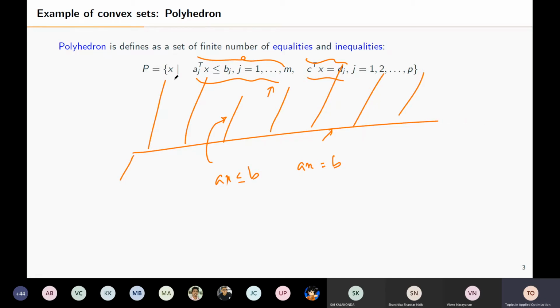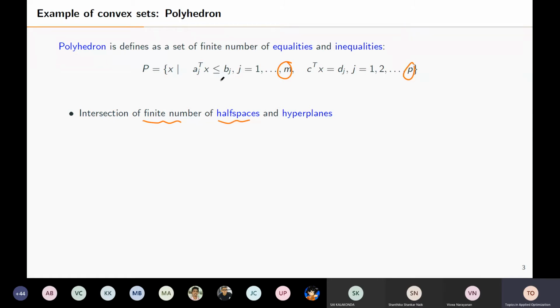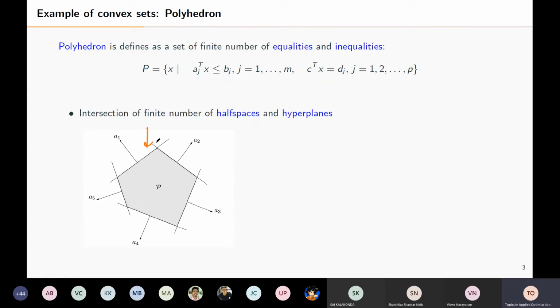So let us see some special cases of this. What does this say? This is the intersection of a finite number, because m should be finite and p should be finite, of half spaces and hyperplanes. We have learned that this is a half space and this is a hyperplane, so it's just an intersection of these. For instance, it may look like this. So closed cases can be considered, but may not always be the case, right?